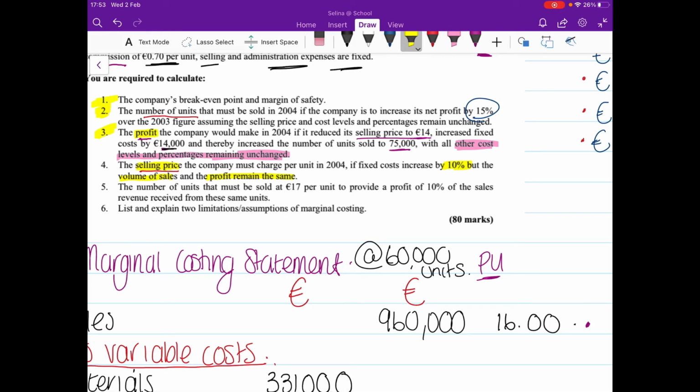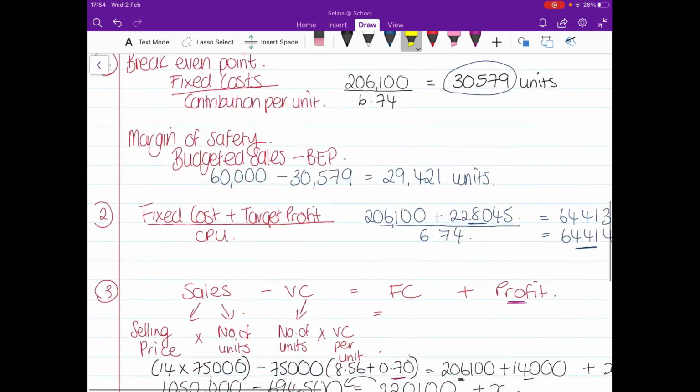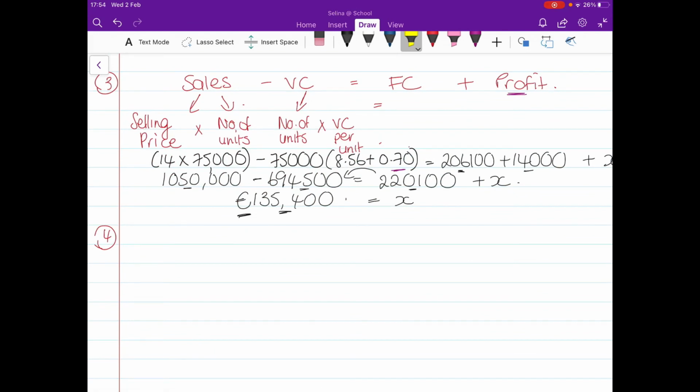So they want us to find the selling price the company must charge per unit if the fixed costs were to increase by 10%, but the volume of sales and the profit remain the same. So here we go with part 4 of the question. We're going to use the same formula again: our sales minus our variable costs will be equal to our fixed costs plus the profit.